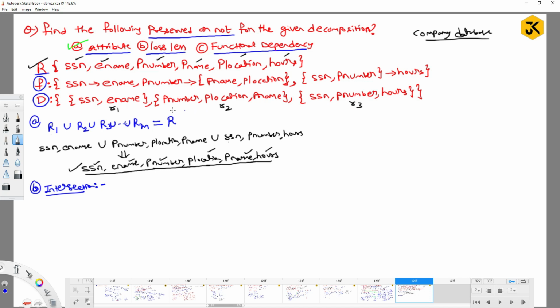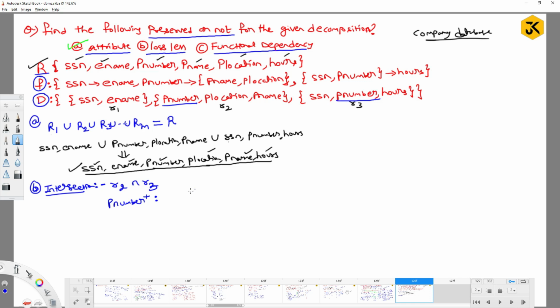Can we take anything common from R1 and R2? Is anything common? No. From R2 and R3, can I take anything as common? Yes, from R2 and R3, I can take P number as the common one. So before combining these two relations R2 and R3, I will try to find the P number closure. The reason is, if I am combining them, it should be a candidate key. Otherwise, it is going to generate spurious tuples, which is again a bad schema. So I can find the P number closure.